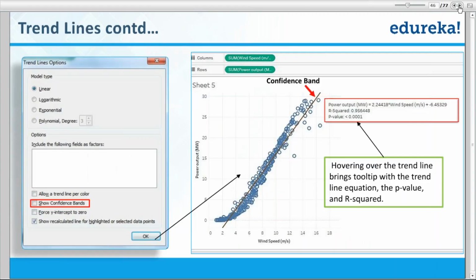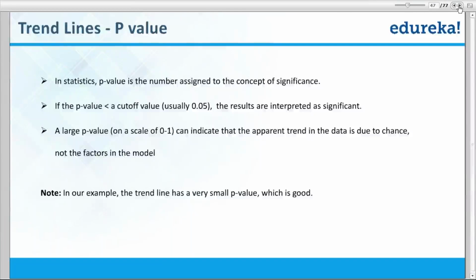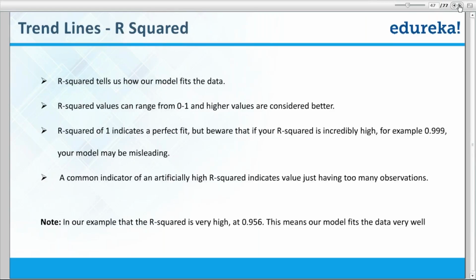You can just edit the trend line and see these options, what we saw now, and there are confidence bands and confidence intervals. In statistics, p-value is the number assigned to a concept of significance. P-value should be less than 0.05 always. A large p-value can indicate that the apparent trend in the data is due to chance. So in our example, we have very small p-values. And R-square tells the strength of the model, how well the model fits. The value can range from 0 to 1.